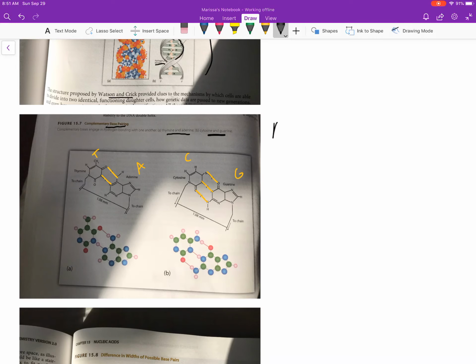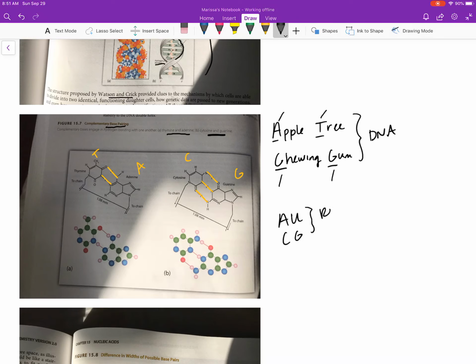The way I remember who pairs up with who is apple tree chewing gum: adenine and thymine, cytosine and guanine. Okay, but the problem is this is only true for DNA. In RNA, there is no thymine, so the base pairing in RNA is we just swap out the T for the U, and there you go. So apple tree chewing gum. That is the complementary base pairing.